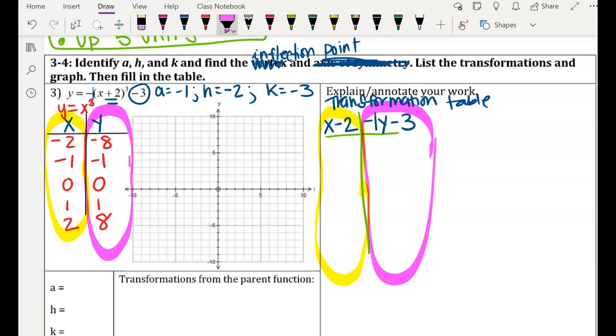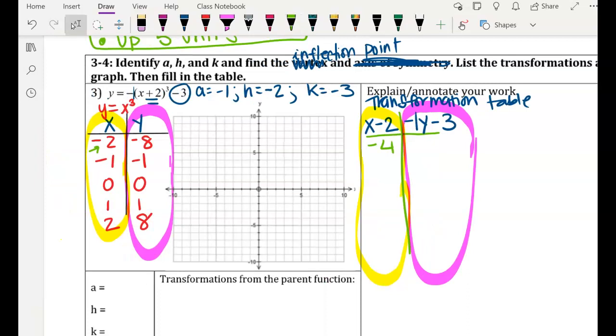Let's do the x's first, in yellow. -2 minus 2 is -4. So we just got done with this value. Next, -1 minus 2 is -3. 0 minus 2 is -2. 1 minus 2 is -1. And 2 minus 2 is 0.